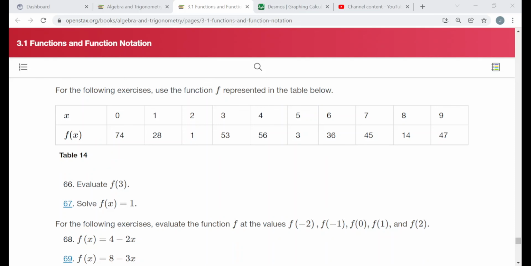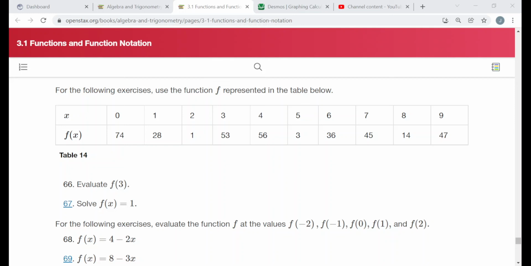So they don't give us a graph, but they give us a table with like 10 ordered pairs on this graph, right? There's 10 columns here. So you have inputs on the top row, x, and then outputs, f of x on the bottom row. Right? And 66 is just simply, what's f of 3? Input 3, output 53.